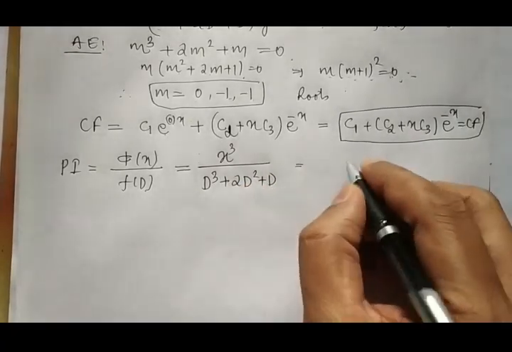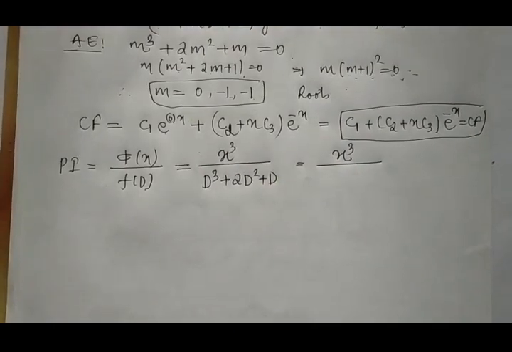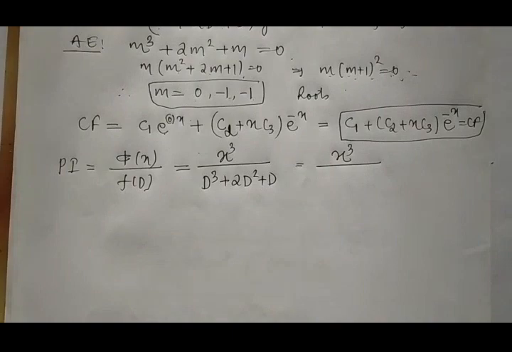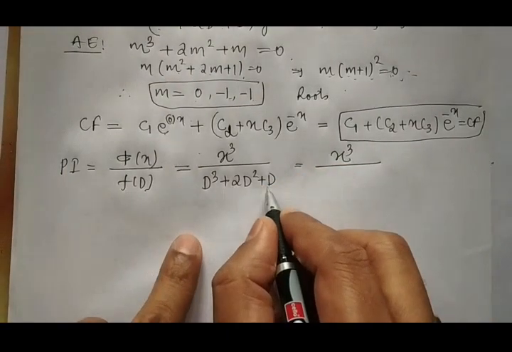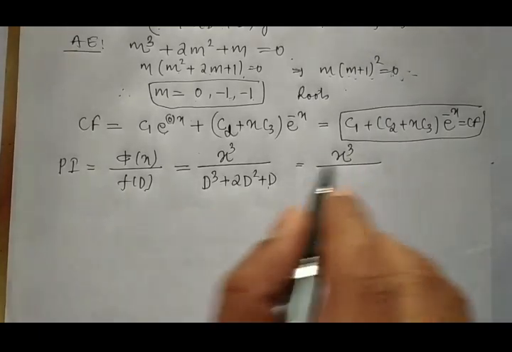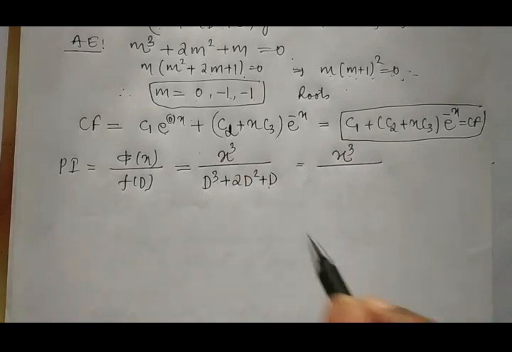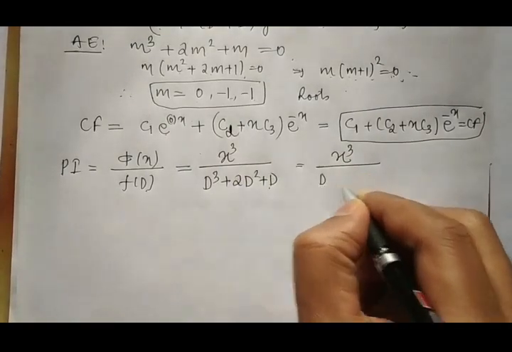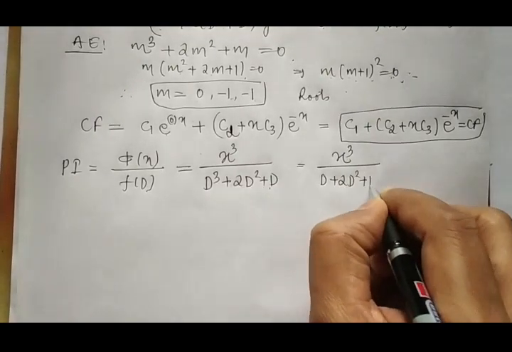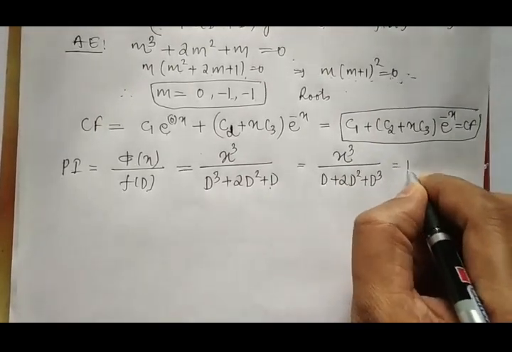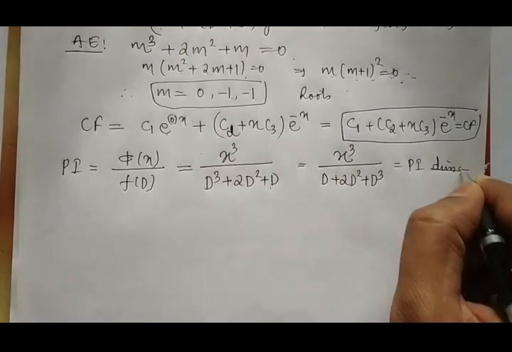But as per the hint, numerator no problem, that is just a single term, so we take it as x cube only. Then denominator has to be written in ascending order, increasing order. We can see here it is d cube, d square and d. So small quantity d first, then 2d square, then d cube. So this will be our phi, which can be calculated by division method.